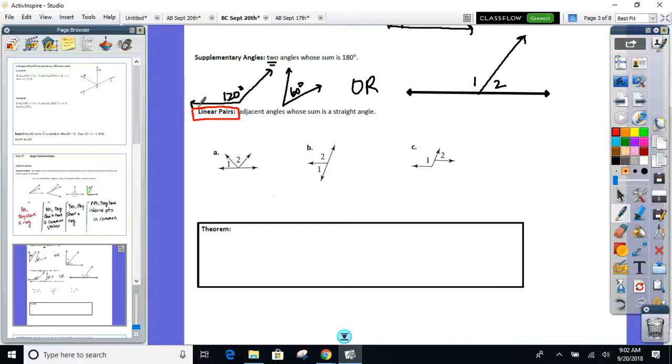And also, here you go. The word linear has what word in it? Line. So it's got to form a line. Two angles that form a line. What do we think about A? Are angles 1 and 2 a linear pair? Well, they're adjacent, aren't they? But they don't add up to 180. Yes, thank you. So this is no, they don't add up to 180.